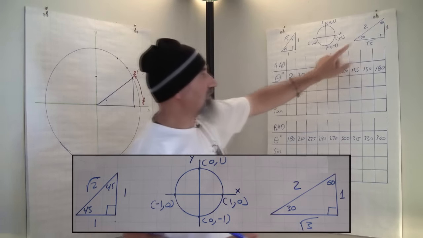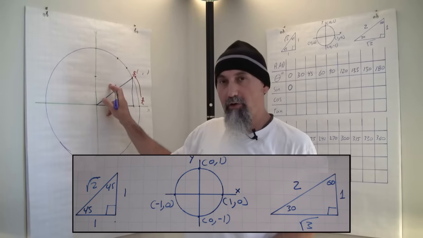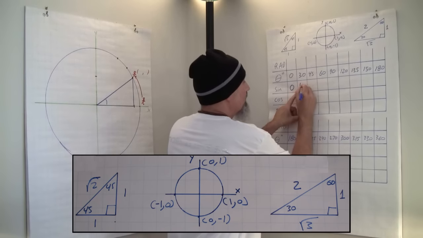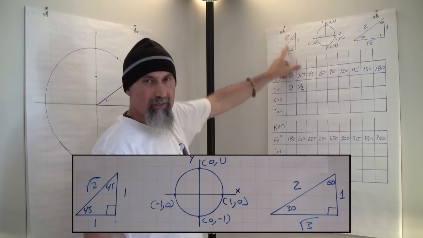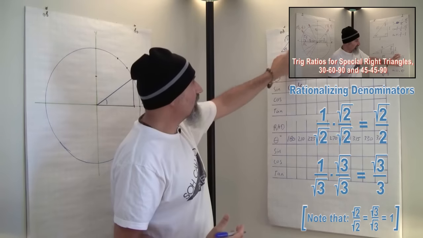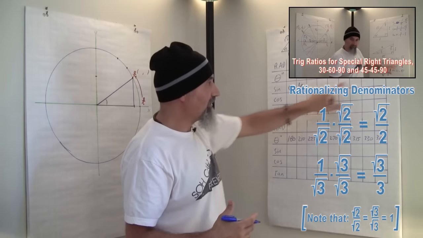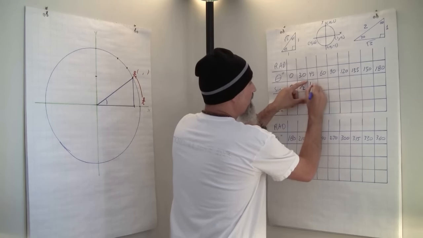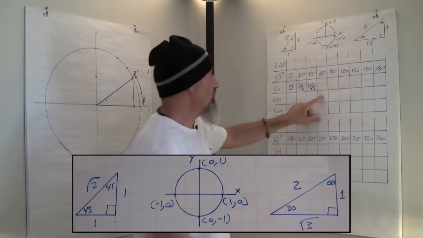Sine of 30 degrees is opposite over hypotenuse, y over r, right? So it's 1 over 2, a half. So sine of 30 degrees is 1 over 2. Sine of 45 degrees is 1 over root 2. If you want to rationalize the denominator, as we've talked about, it's root 2 over 2. But I'm going to write down 1 over root 2 because I'm comfortable working it that way. Sine of 60 degrees is root 3 over 2.